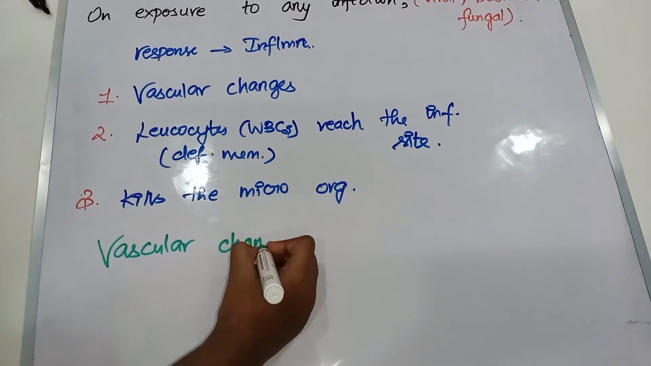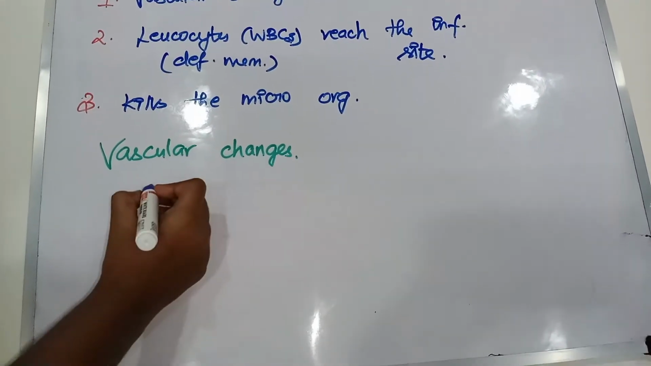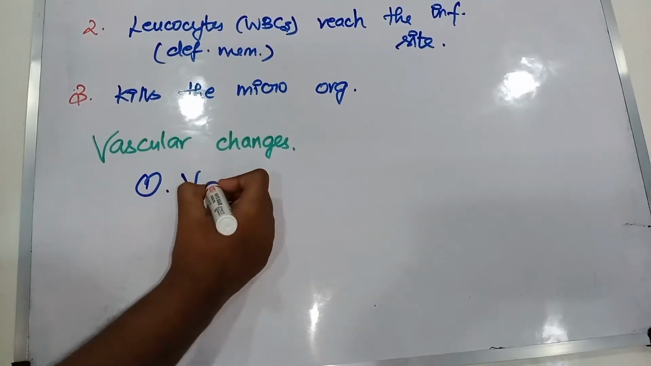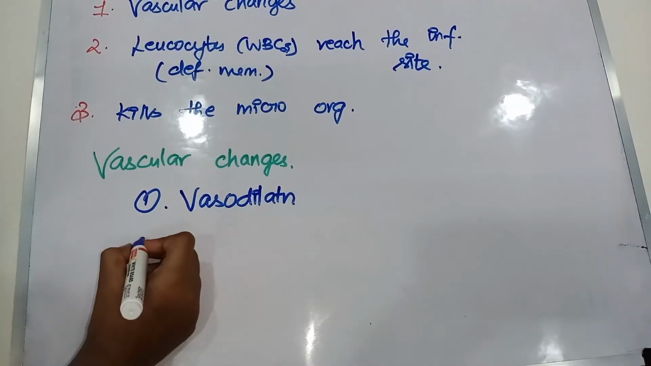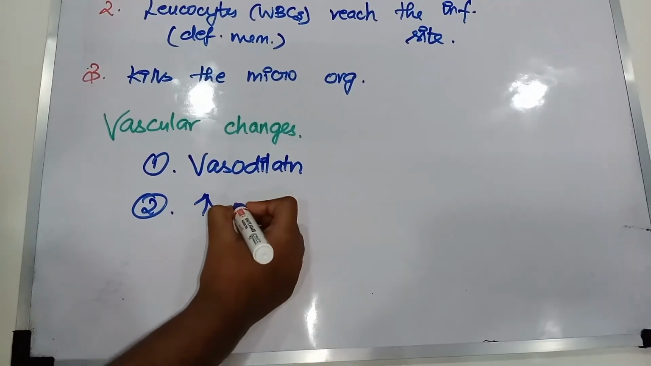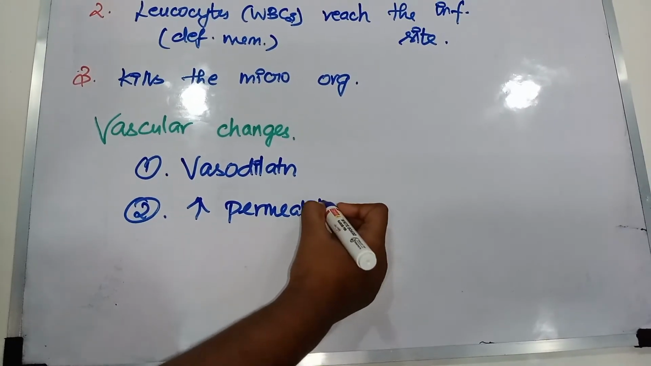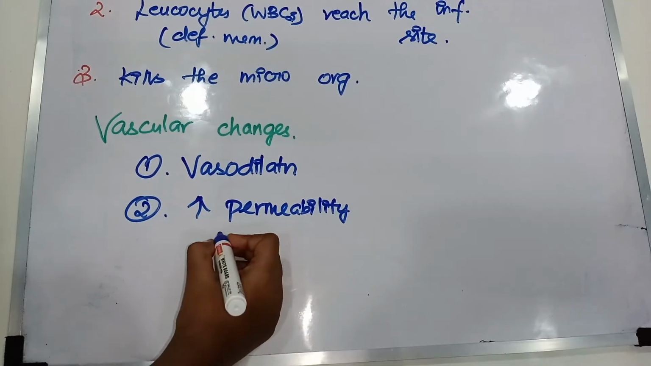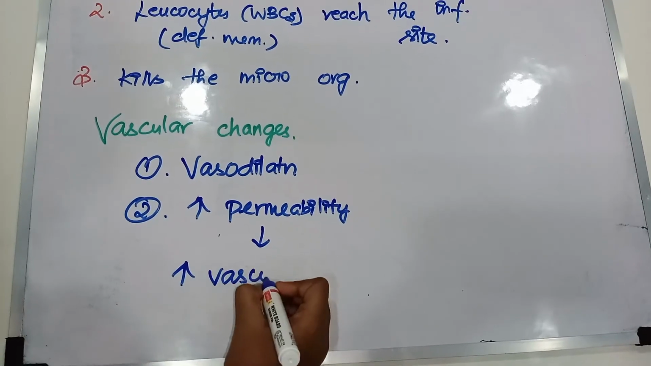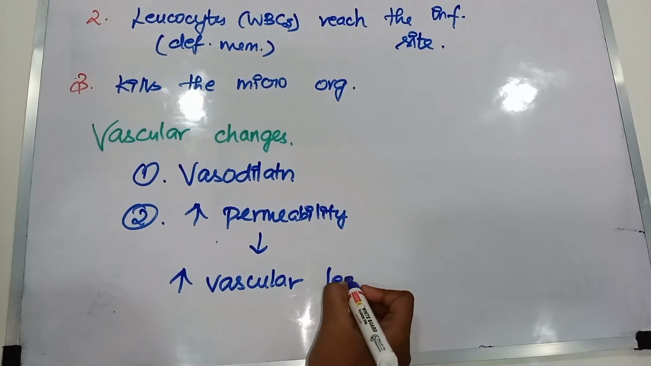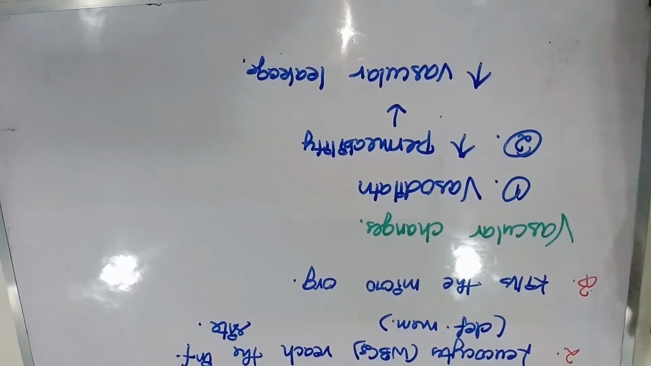The vascular changes are the first response in our body to any infection. So what are the vascular changes? The first vascular change will be vasodilation. And the second will be increased permeability of the blood vessel to the vascular contents, such that there is an increased vascular leakage. So we'll deal with how these two are taking place.